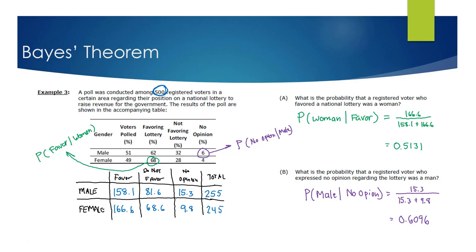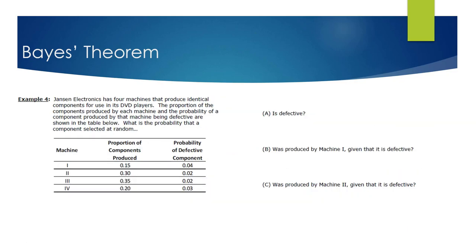Vastly different percentages. Janssen Electronics has 4 machines that produce identical components for use in its DVD players. The proportion of the components produced by each machine and the probability of a component produced by that machine being defective are shown in the table below. What is the probability that a component selected at random, and they ask you 3 questions.